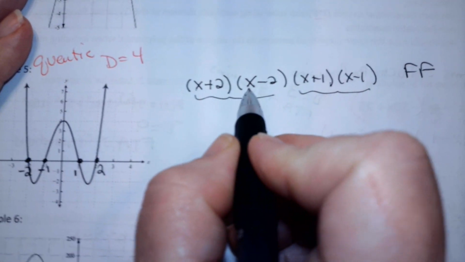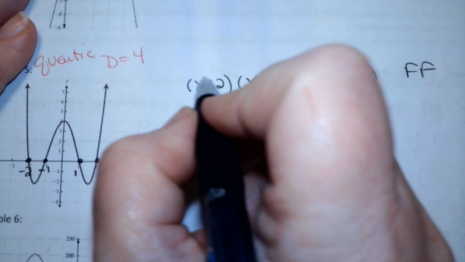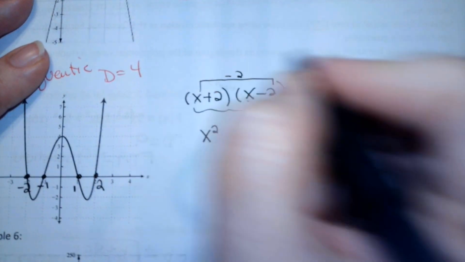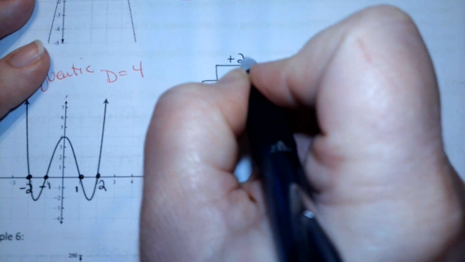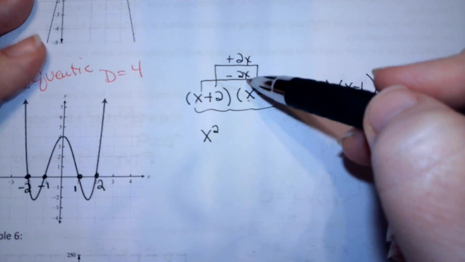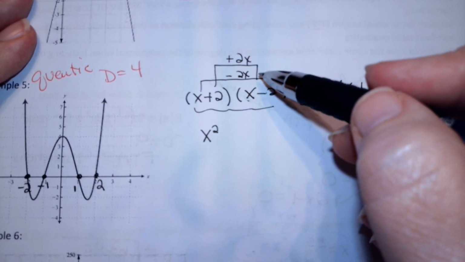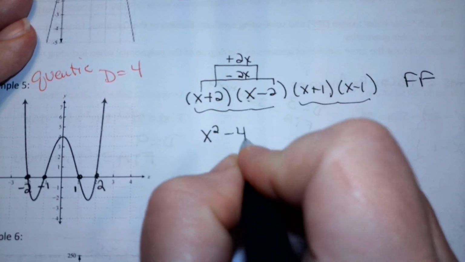All right, so x times x is x squared. Outside terms, -2 times x is -2x. Inside terms is 2 times x. And then when we combine them, 2 minus 2 is 0, so our middle terms of x's actually cancel out. 2 times -2 is a -4.